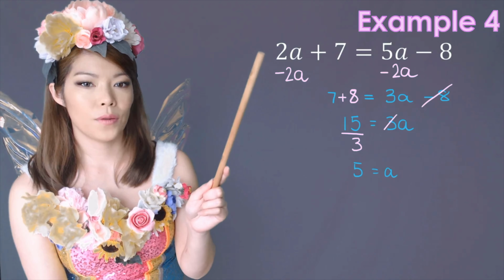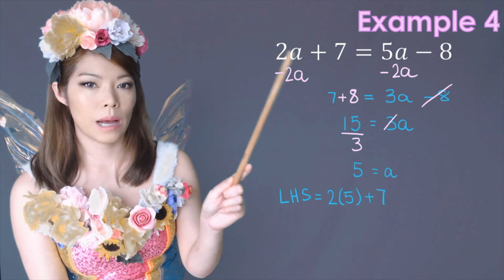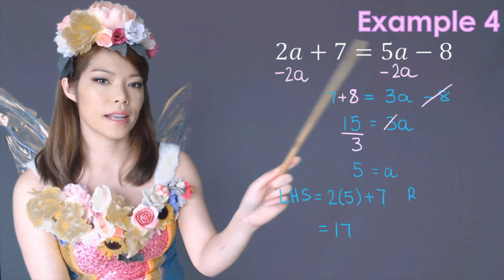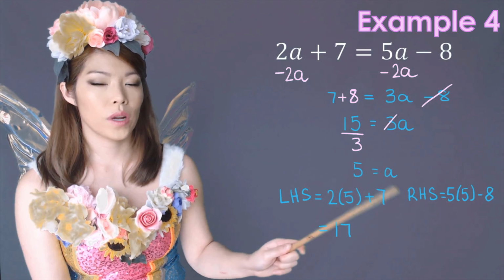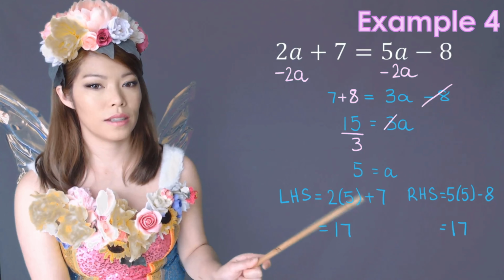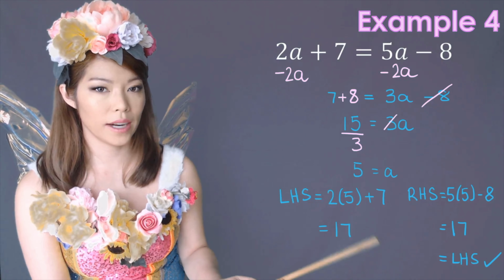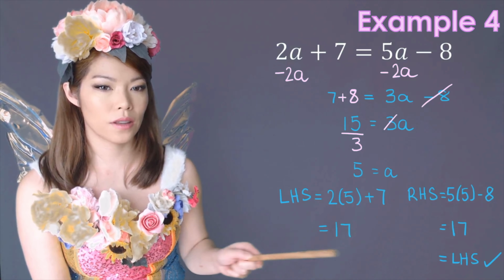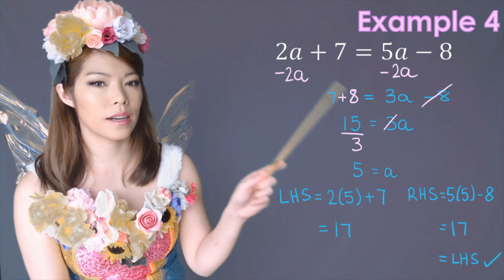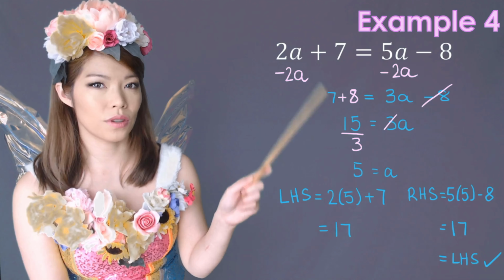So the left side we have 2 times 5 is 10, plus 7 is 17. And the right hand side, 5 times 5 is 25, 25 minus 8 is also 17, which is equal to the left side, and we are correct. Whenever you get to this point and the numbers don't match, you know that your value is incorrect and you can check for mistakes or start again.